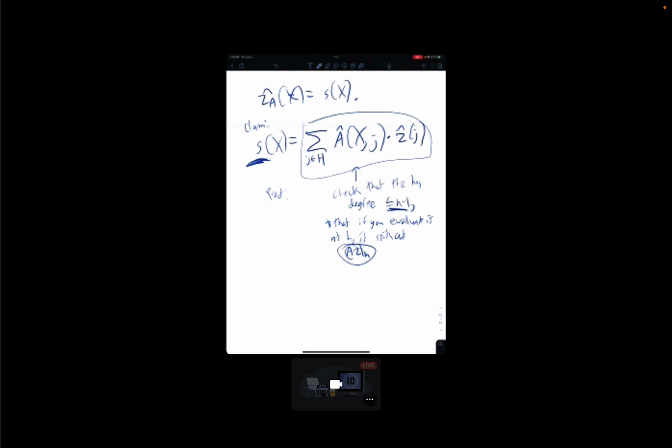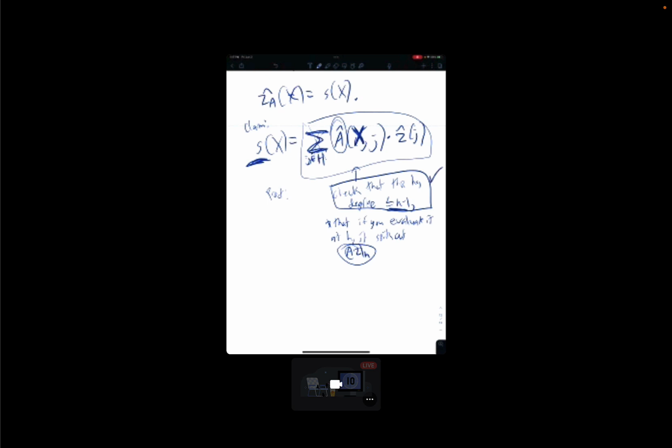Okay, so let's check these two things. The degree bound is obvious because A hat was defined to have degree at most n minus 1, and X is only fed into A hat. So clearly this is a degree n minus 1 polynomial in X. If you ignore this sum so that J becomes a variable, this thing actually has degree up to 2n or 2n minus 1 or whatever in J, but then that high degree gets summed away. What's left is a degree n minus 1 polynomial in X. So the right-hand side does indeed have degree at most n minus 1 in X.